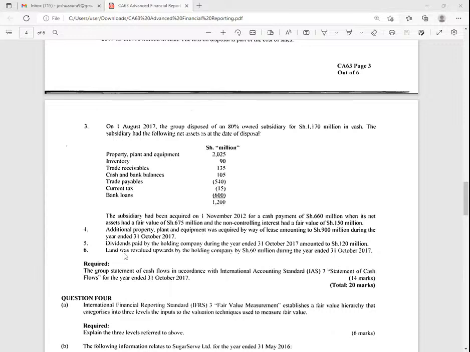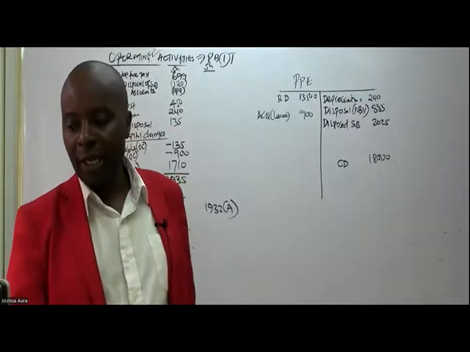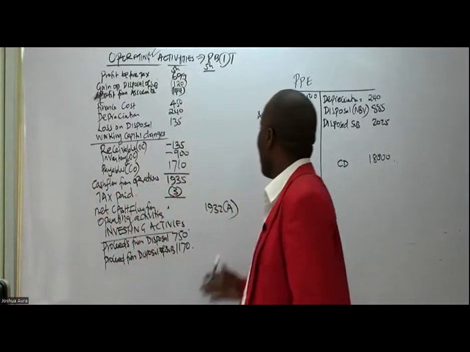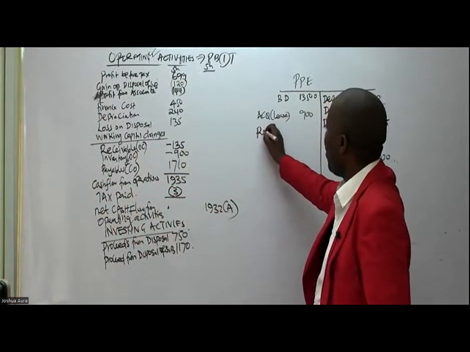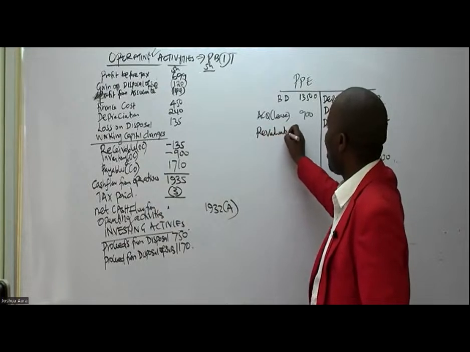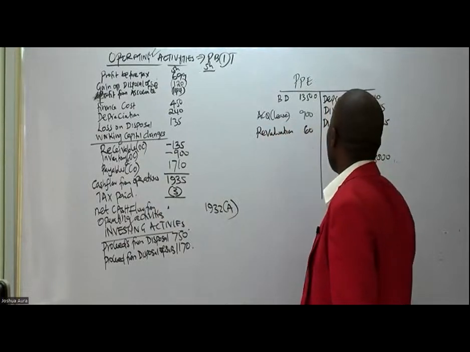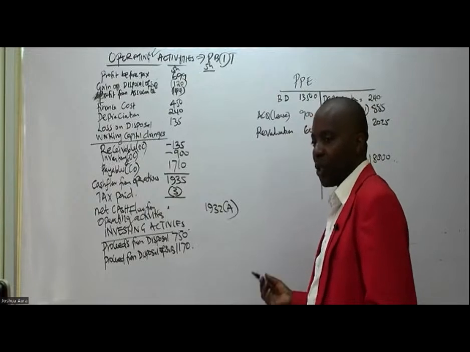And then we are told here, note 6, land was revalued upward. When you revalue land upwards, that is an increase in value, an increase of 60. So we are supposed to debit this account. PPE, debit, with the revaluation. The revaluation is 60 there.